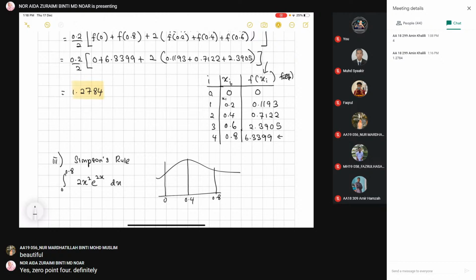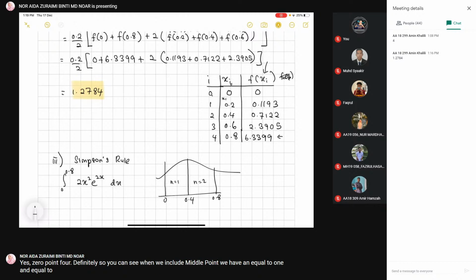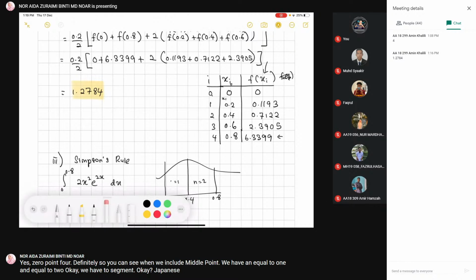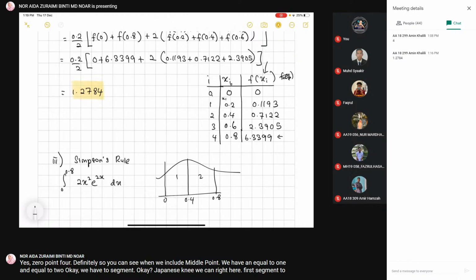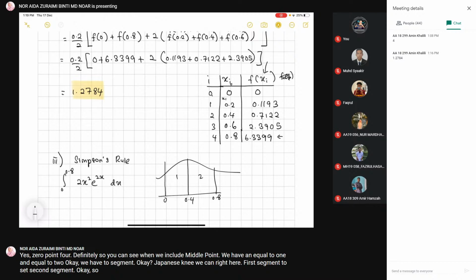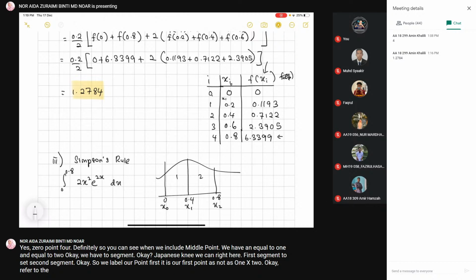Okay, so you can see when we include the middle point, we have n equal to 2. We have 2 segments. Here we can write first segment, second segment. So we label our points first. This is our first point, x0, x1, x2. Refer to the formula for Simpson's composite.